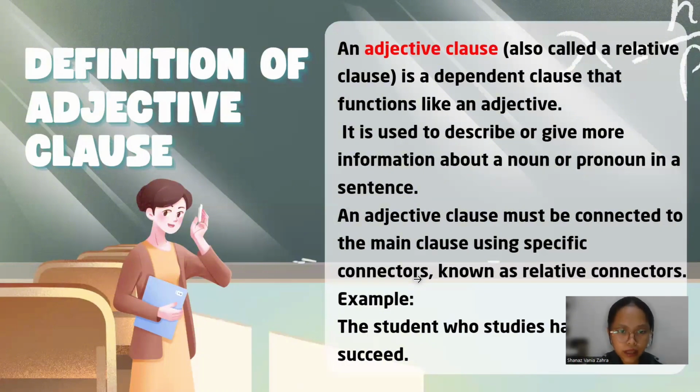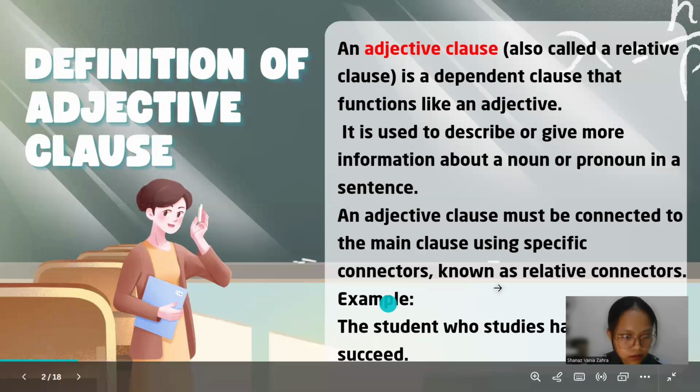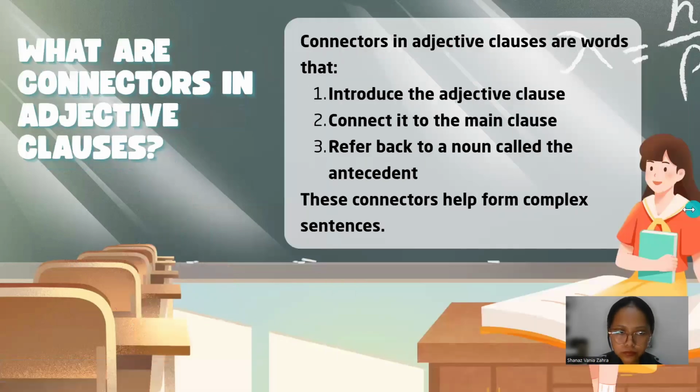Now let's look at what connectors are in an adjective clause. Connectors in an adjective clause are words that, first, introduce the adjective clause; second, connect it to the main clause; and third, refer back to a noun called the antecedent. This connector helps form a complex sentence.